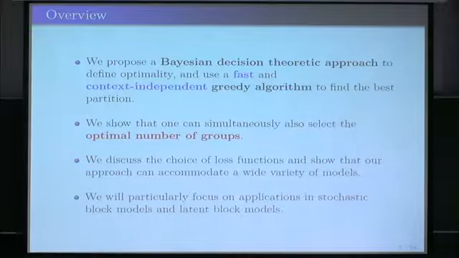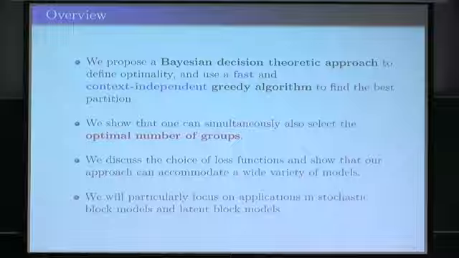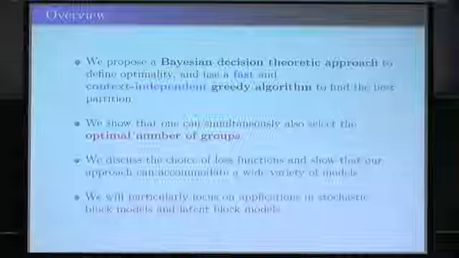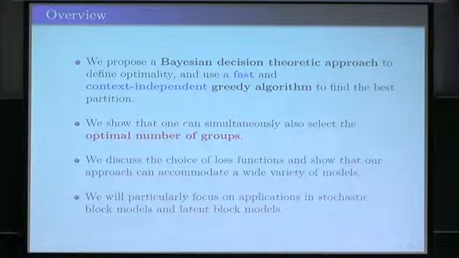To continue the overview, we're going to take a Bayesian decision theoretic approach to define our optimality, and we want to find something fast and context independent in terms of the models that we can apply this to. We'll end up using a type of greedy algorithm to find the best partition. One of the nice outputs of our method is that we can also select optimally the number of groups as well as their allocation of the observations to those groups.